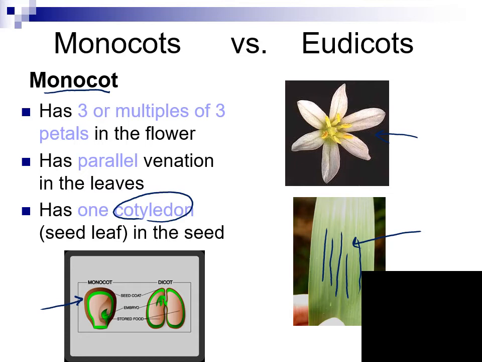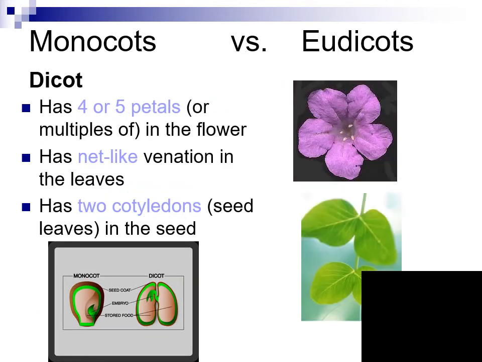Okay, so let's look at the dicots. So di means 2, and so we're looking at a seed leaf that has 2 parts. So if you think about a kidney bean or a black bean, you know you can split it in half into 2 pieces. That is 2 seed leaves, okay? If you were to look at the flower of a dicot, it's going to have 4 or 5 petals or multiples of that. Okay, so it's easy to count the petals.